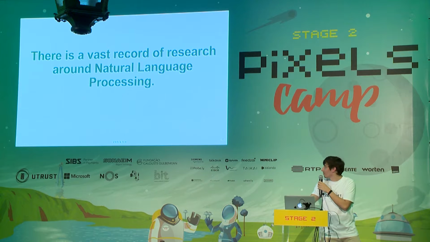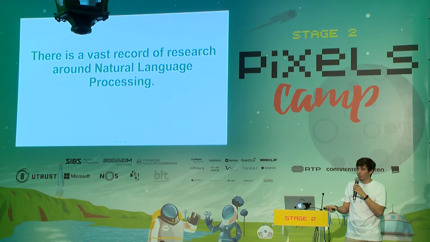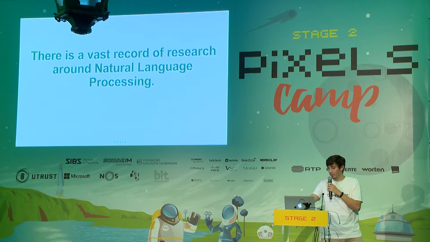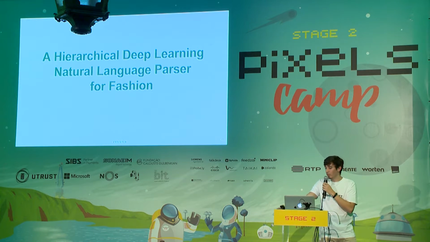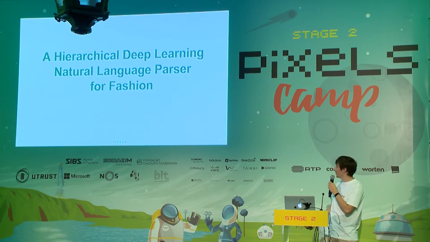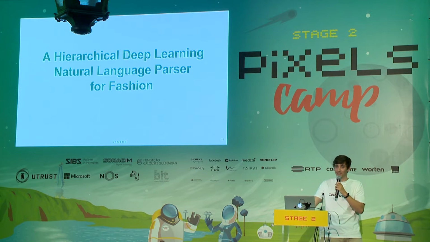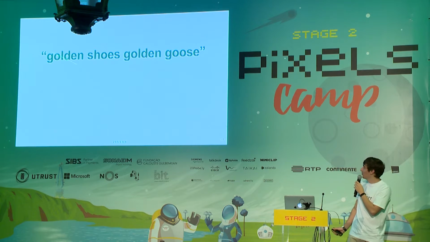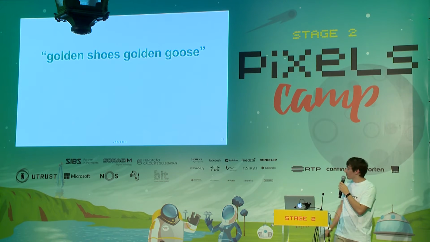information. So there is a vast record around natural language processing in ways to do those kinds of differentiation between words. And I will present you a little bit about the work around our hierarchical deep learning natural language parser for fashion. And this is a lot of keywords, which is really relevant when you publish something. You need to hit the right keywords. Unfortunately, you don't have machine learning there, but you have deep learning. So let's go back to our main quest to find the golden shoes from Golden Goose.